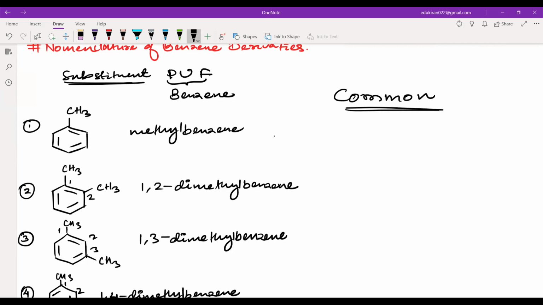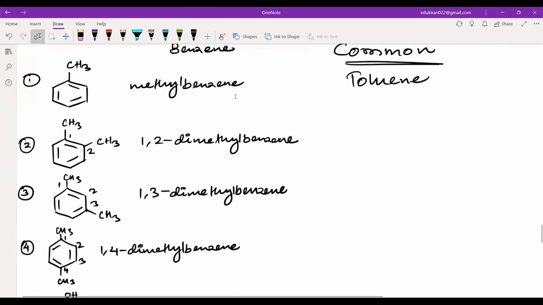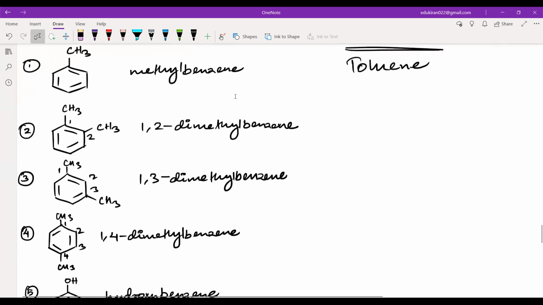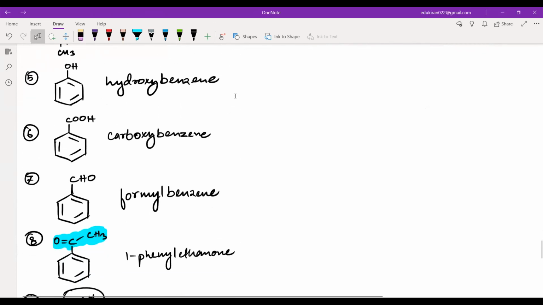The common name for these benzenes, what I am writing now. This first one is known as toluene. I will talk about the second, third, and fourth later, you will just leave a blank there. Then for the fifth one, you will write phenol. The common name for this, if you have OH attached, is phenol.